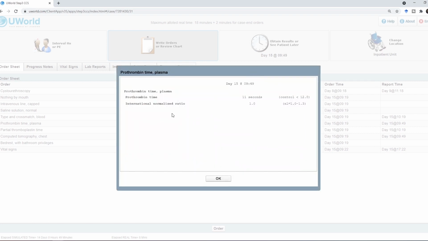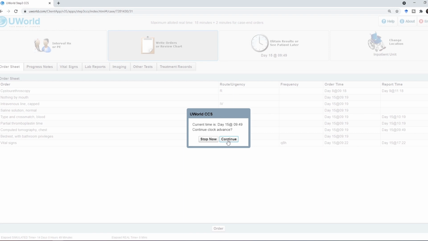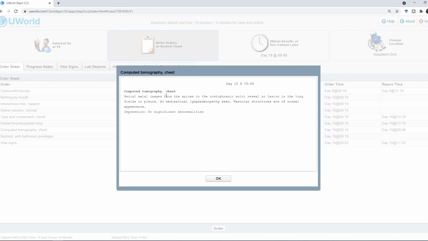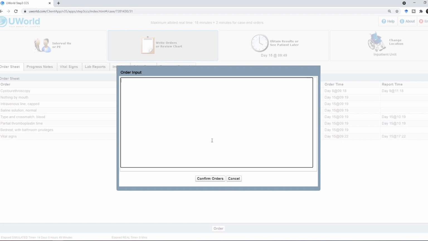So you can see PT and INR is normal. Continue. This is the CT scan chest, no significant abnormalities. So this is early stage renal cancer. So now we can order surgery consult and oncology consult to see what their recommendations are to further manage the case.